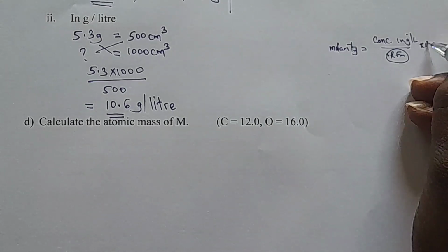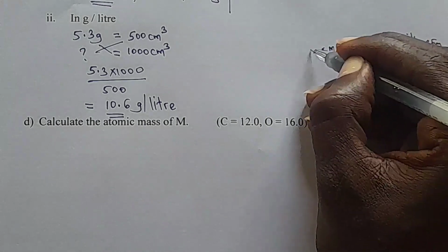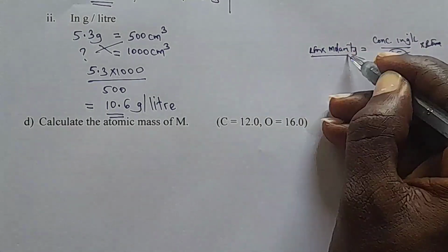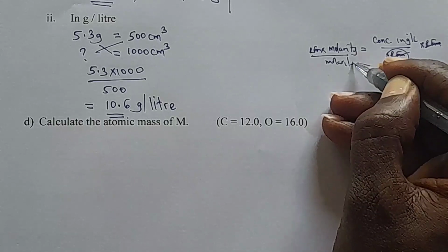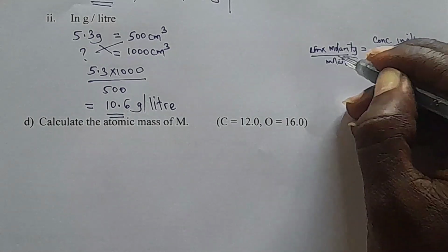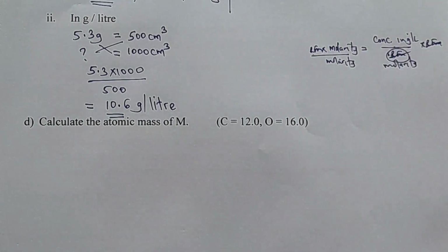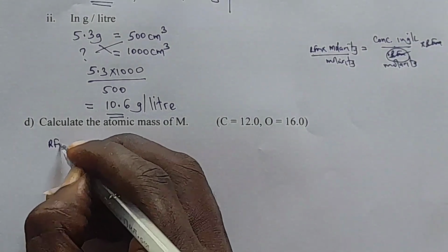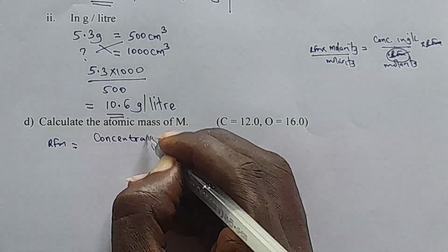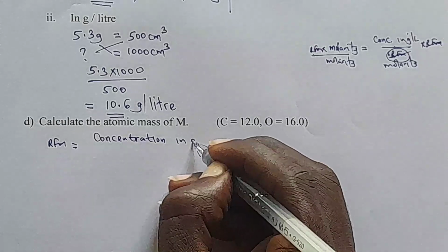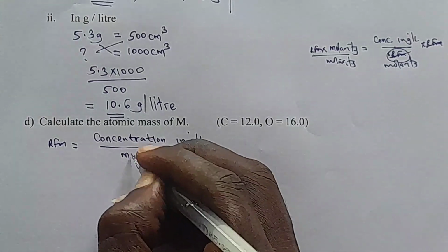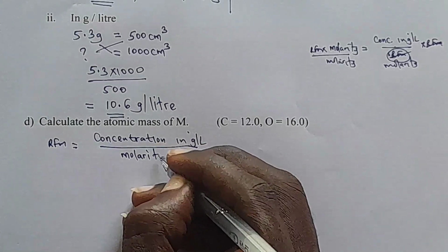Because if I multiply here by RFM and I multiply here by RFM, so RFM will go with RFM. So for me to get RFM, I have to divide here by molarity. Then I have to divide here by molarity. So that means if I want RFM, the formula for calculating RFM will be equal to concentration in gram per liter over molarity. That will be the formula.